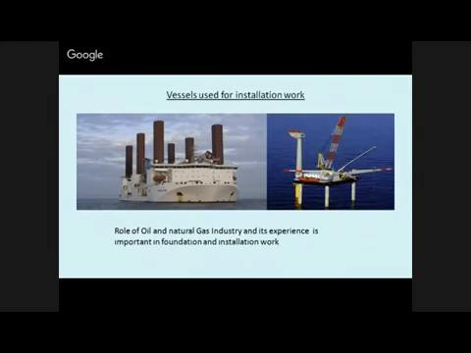These are the important vessels, almost all of them manufactured by Koreans, and these vessels are necessary for installation of wind power. They have to work in wind velocity of say 5 to 10 meters per second inside the sea itself. In offshore energy, the oil and natural gas industry can play a very important role, and since they already have experience of foundation and installation work, their experience can be utilized for installation of wind energy towers.